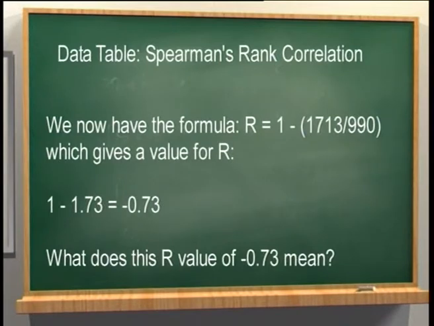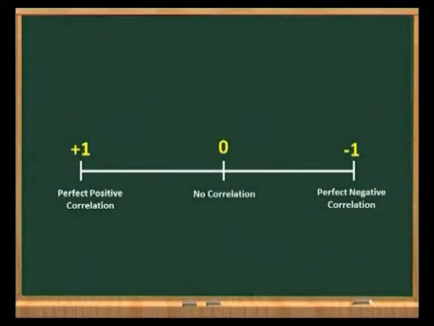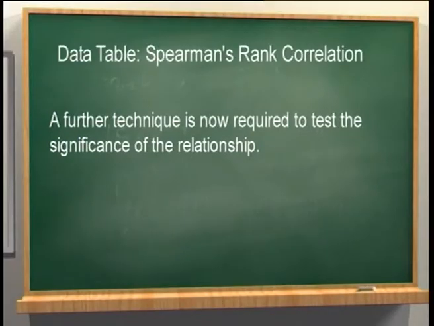What does this r value of -0.73 mean? The closer r is to +1 or -1, the stronger the likely correlation. A perfect positive correlation is +1 and a perfect negative correlation is -1. The r value of -0.73 suggests a fairly strong negative relationship. A further technique is now required to test the significance of the relationship.